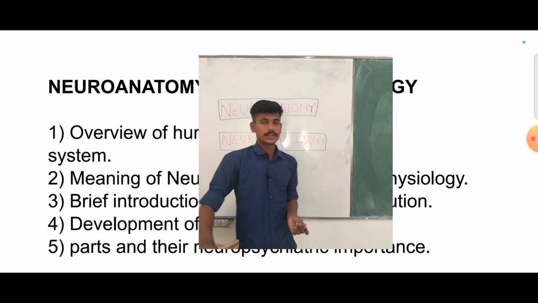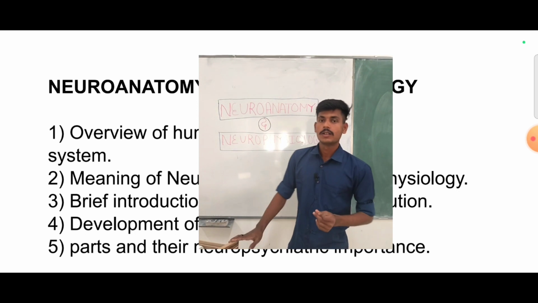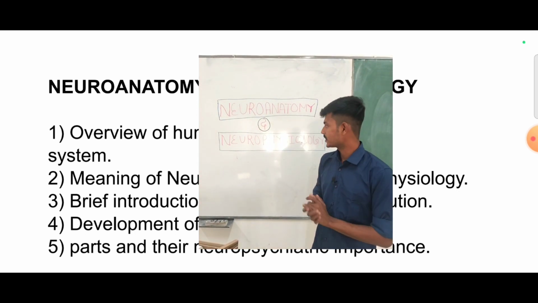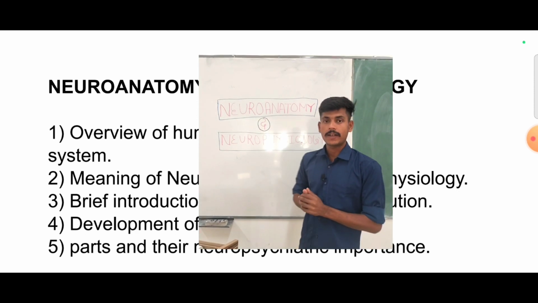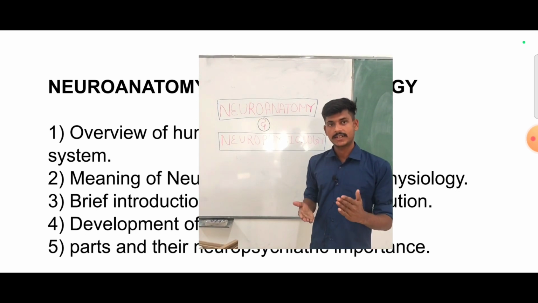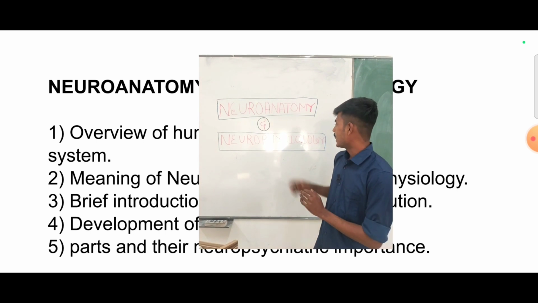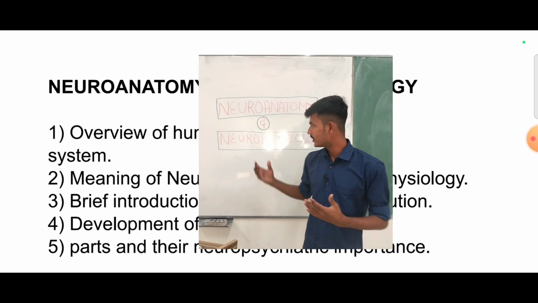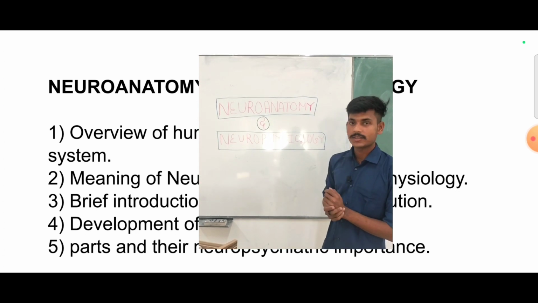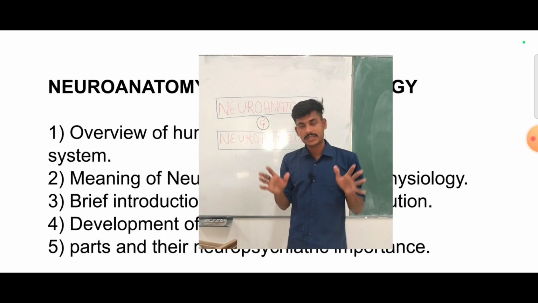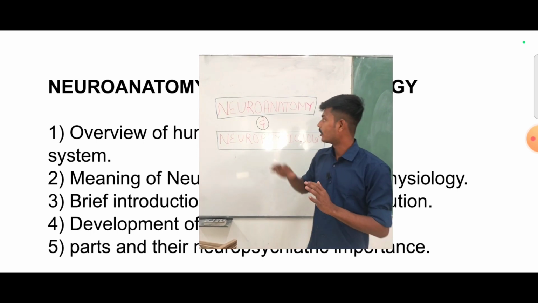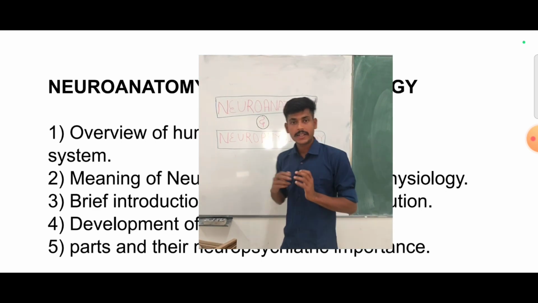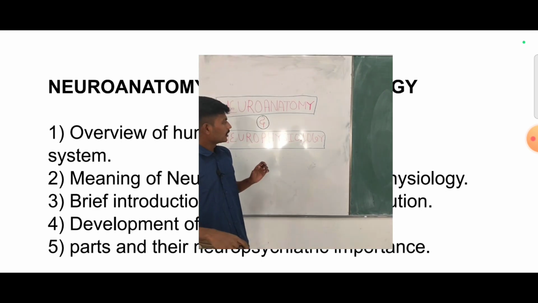So the word neuro is used for the study of the nervous system. And you know the meaning of anatomy, it's a sectional study, and physiology is a study of functions, how the nervous system is working. We will study that under neurophysiology, and the structures and morphology of the nervous system organs we will study in neuroanatomy. I will take both in one way.